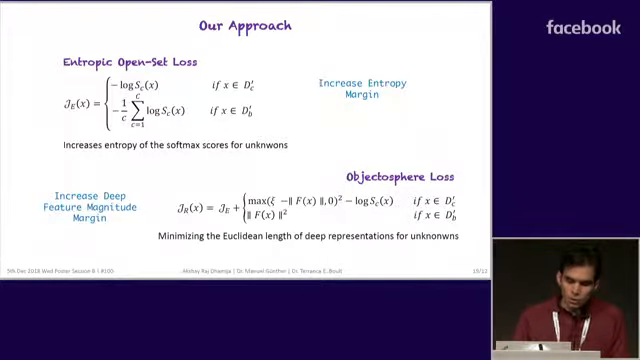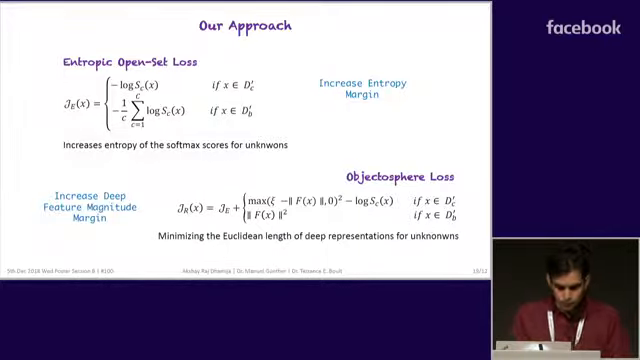The second loss, called objective sphere loss, aims at increasing the separation between the knowns and the unknowns in the deep feature space. This loss is used in addition to the entropic open-set loss and aims at making all of the known samples have at least a magnitude of psi, while the unknowns are pushed to 0.